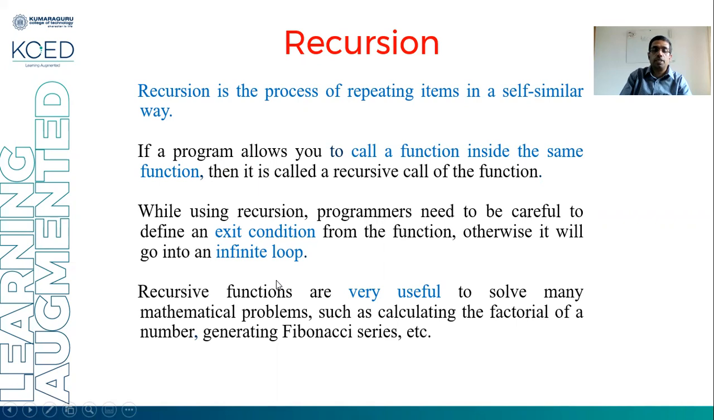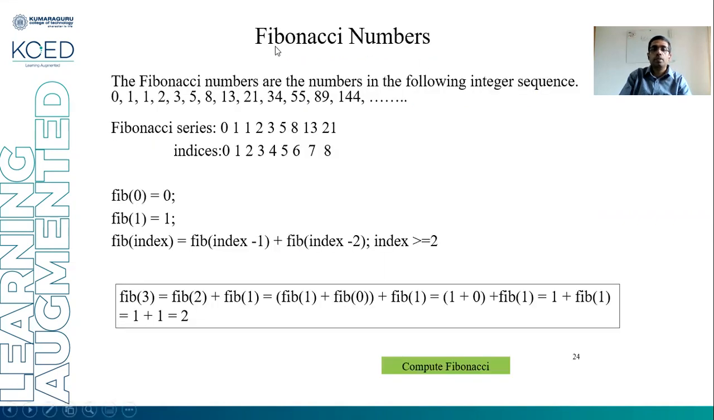Recursive functions are very useful to solve many mathematical problems, such as calculating the factorial of a number, generating a Fibonacci series, and so on. Before applying recursion, we have to understand what a Fibonacci number is first. The Fibonacci numbers are numbers in the following integer sequence: 0, 1, 1, 2, 3, 5, 8, 13, 21, 34, 55, 89, 144, and so on.